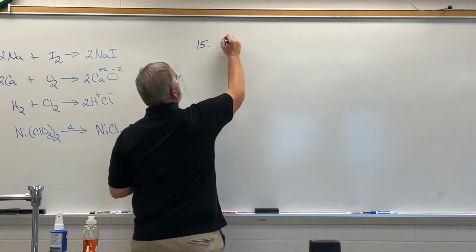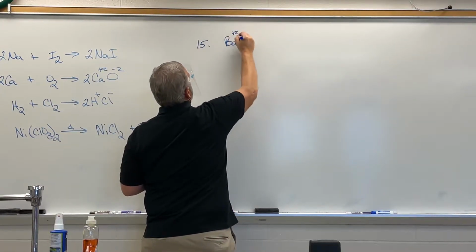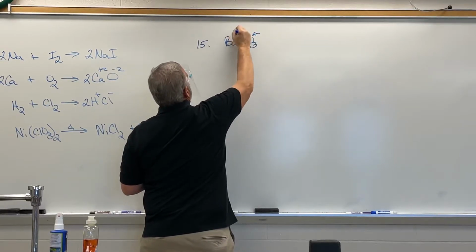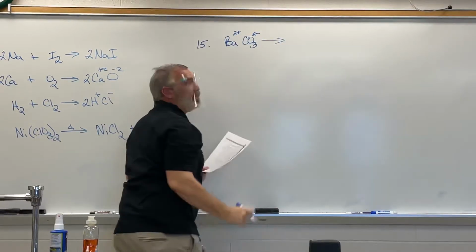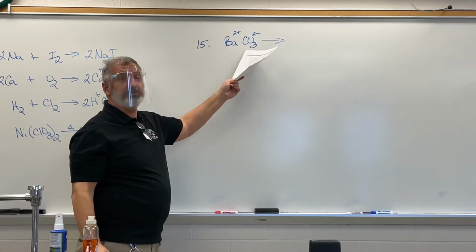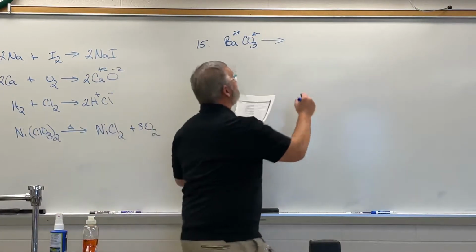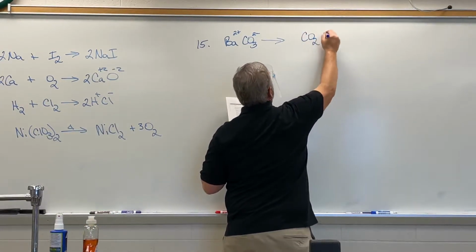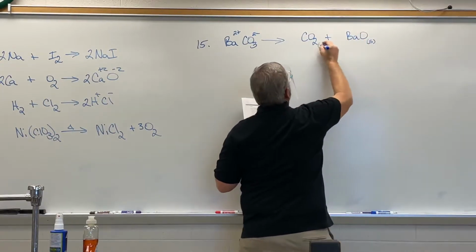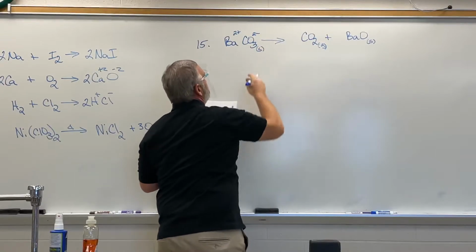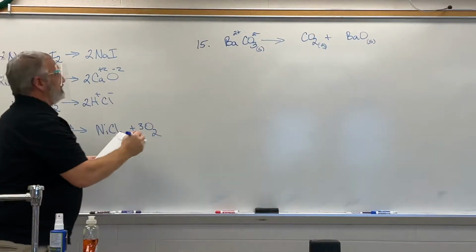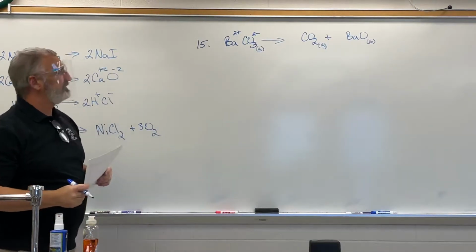Barium carbonate. Barium's +2, carbonate is CO3, 2-. So metallic carbonates, what do they decompose into? What common compound looks like CO3? Carbon dioxide, CO2. So if we take a carbon dioxide out, we're left with barium oxide. Do we have to balance that?